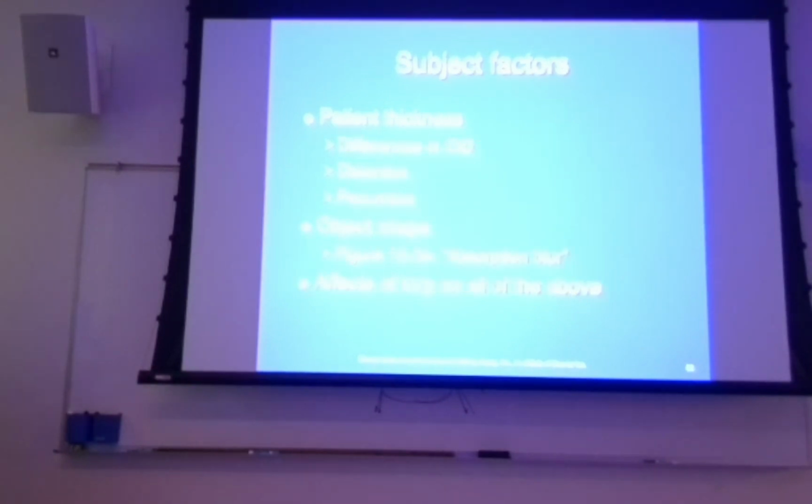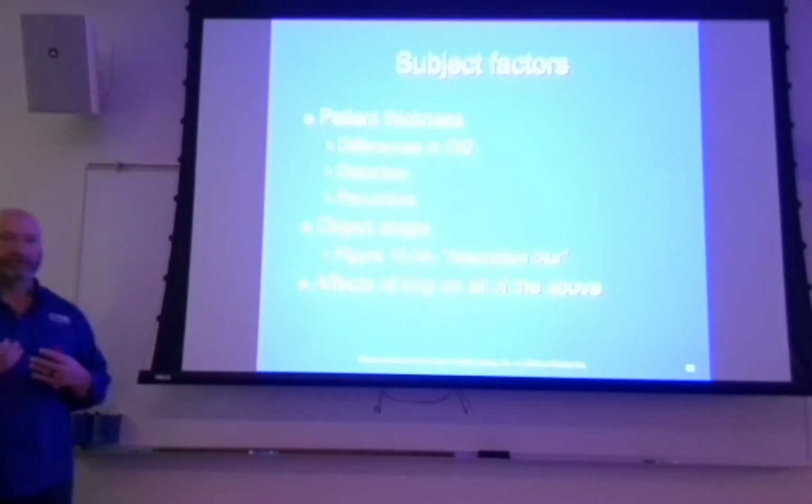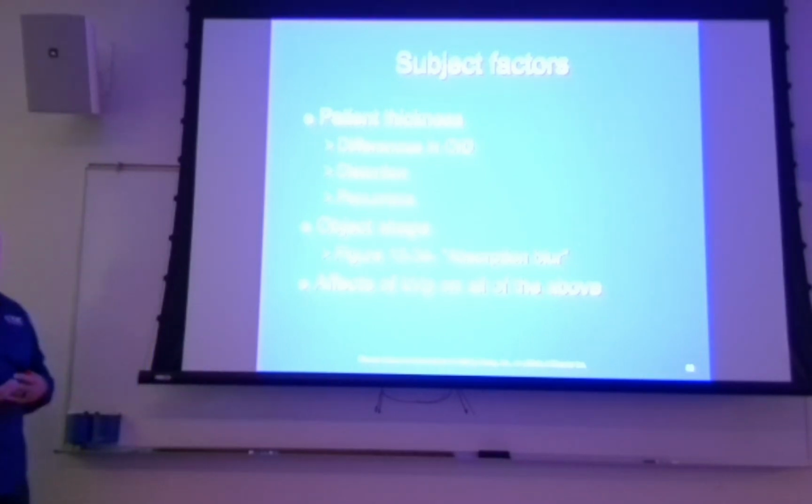So with patient thicknesses, you have differences in OID. That's going to give you distortion. Especially if we introduce angulation on a central ray, we're going to potentially project our anatomy much further away than what we will with a patient who's asthenic.